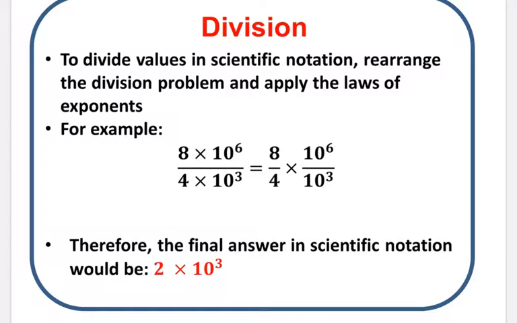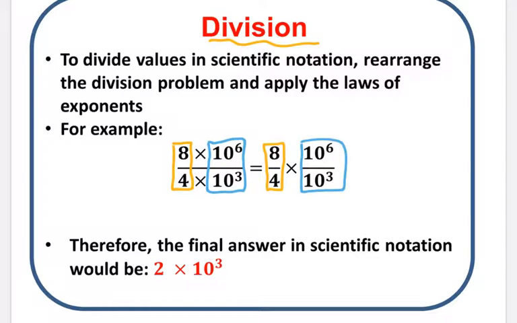Okay, and then the same thing applies for division. We want to rearrange, so we are dividing those numbers. So in this case, I would divide 8 by 4, and then we apply the law of exponents. And remember, the law of exponents, when we are dividing, we subtract exponents. So 8 divided by 4 gives me 2. And then I subtract 6 minus 3, which gives me 3.